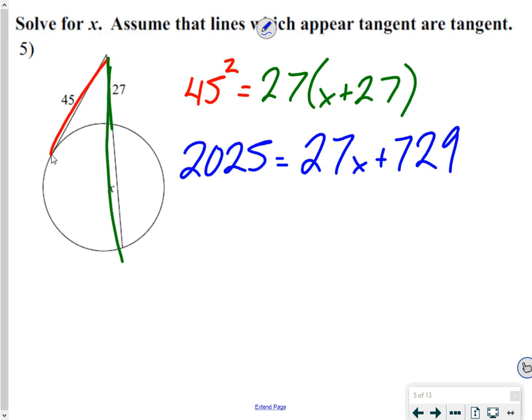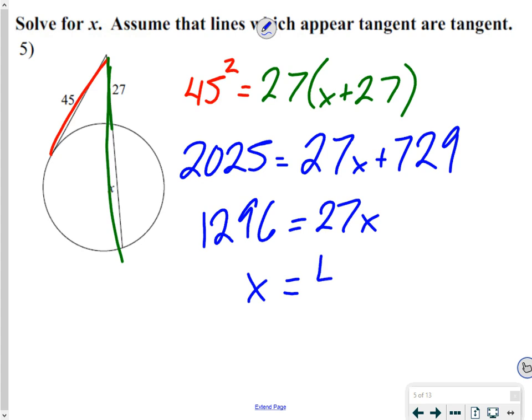Get everything over to one side. We do that, we get, sorry, I shouldn't say everything, the constants over to one side. We get 1296 equals 27x. All right, so we subtracted 729 to get that. Now we're going to divide by 27 to get x by itself, and we get 48. And of course, 48 here makes sense in terms of the context of the problem.